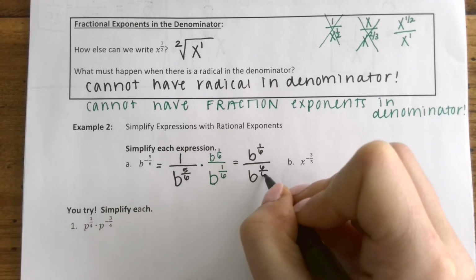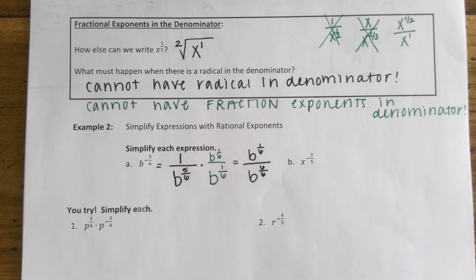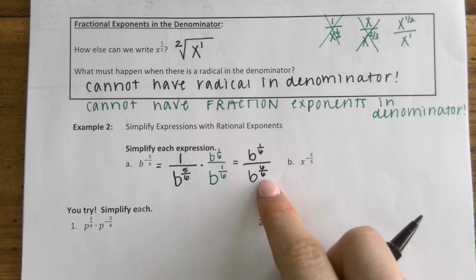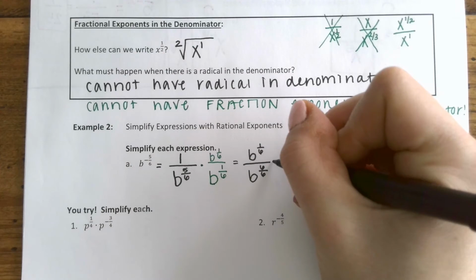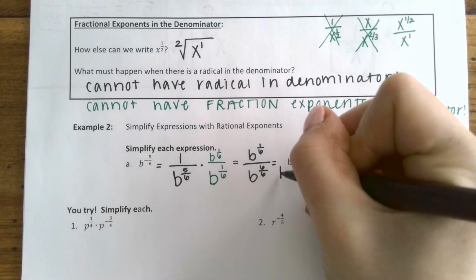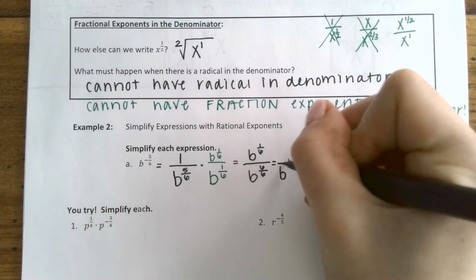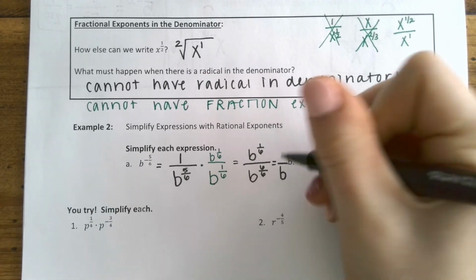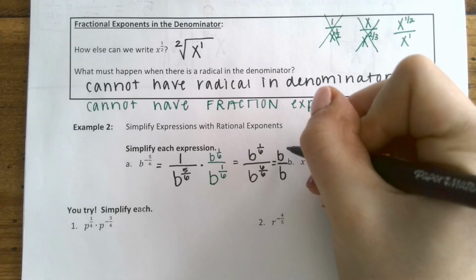Now it still looks like there's a fraction in that denominator. 6 over 6 can reduce to just 1. So I'm going to write this as just b. You could put b to the first if you wanted, but I still have that b to the 1/6 on top.